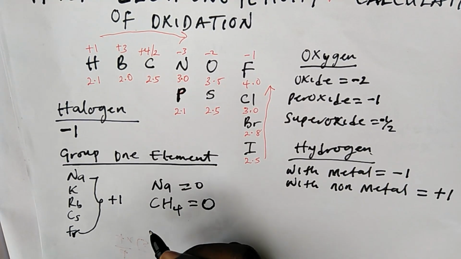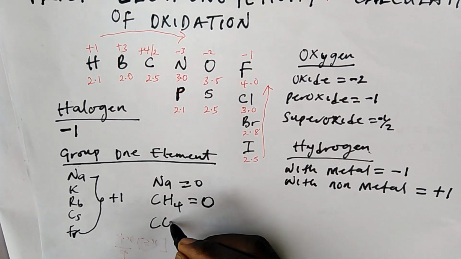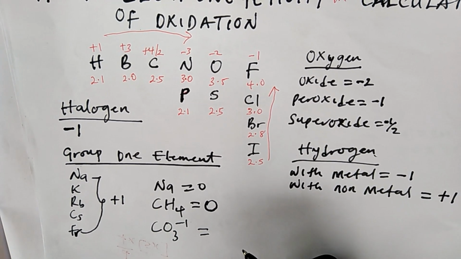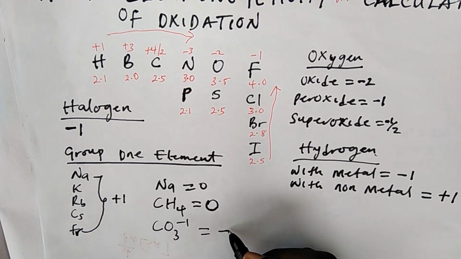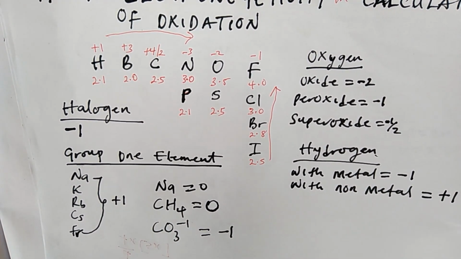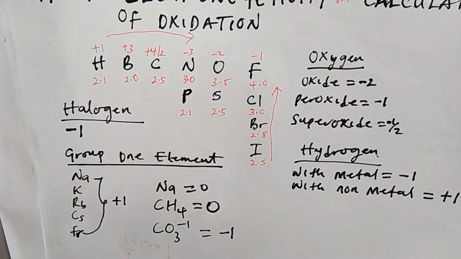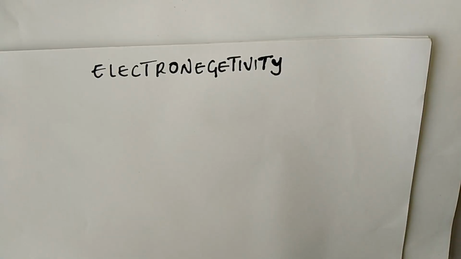But what if you have a compound like CO3 -1? The overall charge of this compound is -1, so the oxidation number, when you are calculating it, will be equal to -1. When you solve for it, you then get the oxidation number. So, electronegativity is the ability of an atom to pull electrons towards itself. We are looking at electronegativity and how it's related to the calculation of oxidation number.